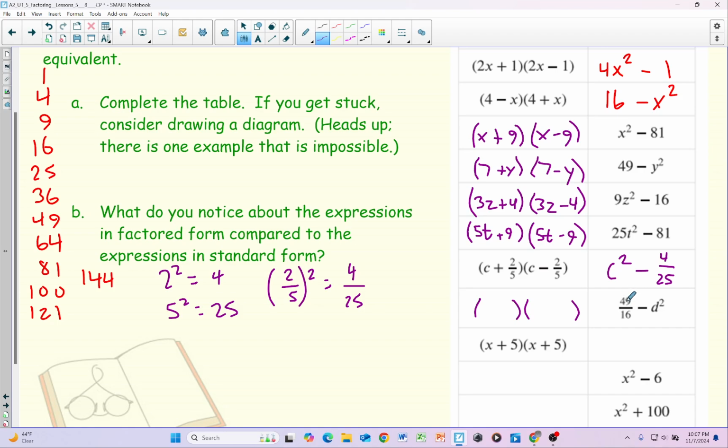Well, 49 is 7 times 7, right? 16 is 4 times 4. So we know we're going to have a 7/4 plus d minus d. Again, that's how you get the d squared. So other than just the fractions being composed of two separate numbers, really not any harder. Okay.